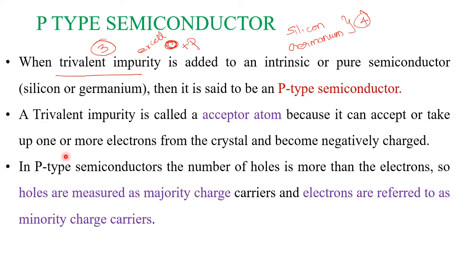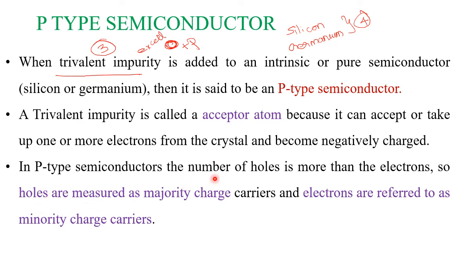So the trivalent impurity is called an acceptor atom. Why is it called an acceptor atom? If there is a hole, it can accept electrons. Hence, it is called an acceptor atom, because it can accept or take up one or more electrons from the crystal and become a negatively charged particle.